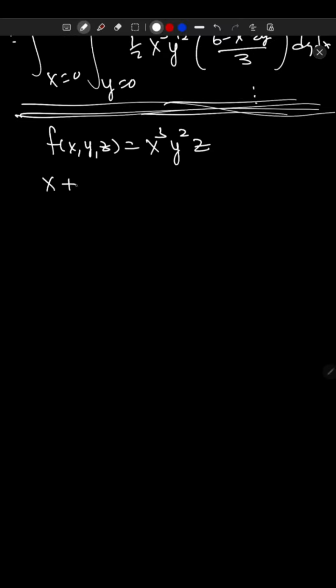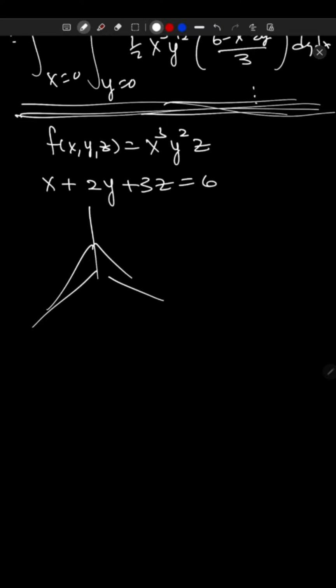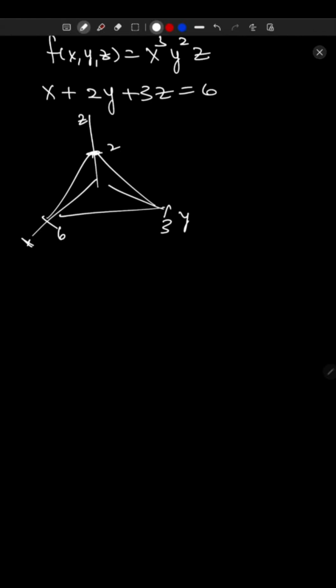So the plane we were looking at was x plus 2y plus 3z equals 6. We were looking at this picture here, x, y, z. This was 6, that was 3, and that was 2. So if we wanted to integrate in a different order, let's say we want to do dx first.